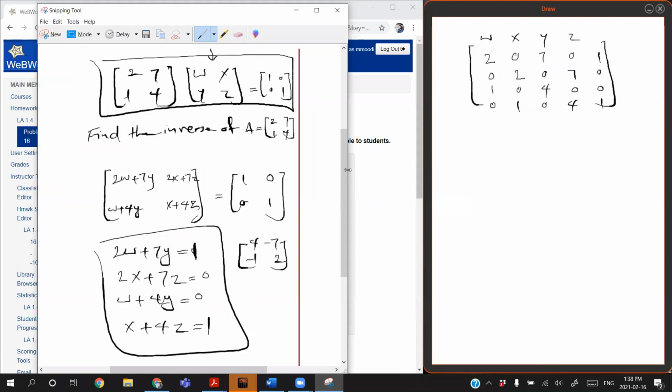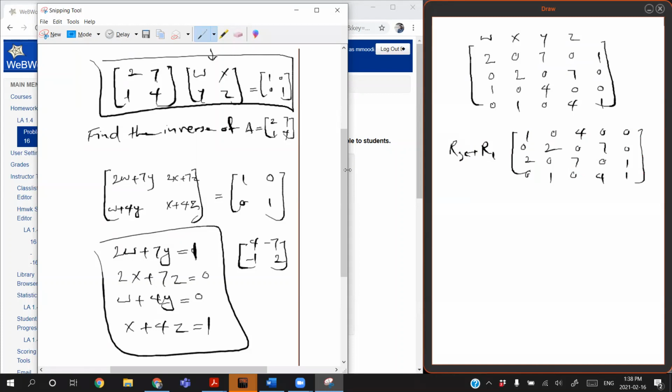So actually, in order to get a leading 1, I'm going to swap row 3 and row 1. So I get 1, 0, 4, 0, 0, then 0, 2, 0, 7, 0, then 2, 0, 7, 0, 1, then 0, 1, 0, 4, 1.